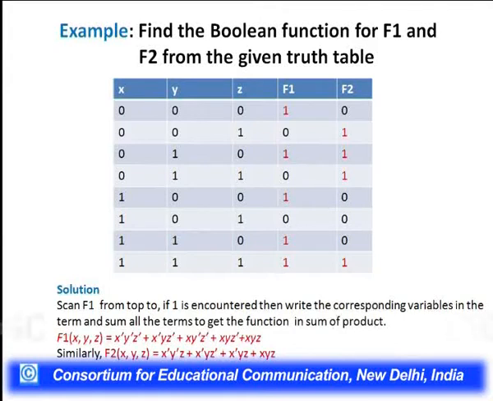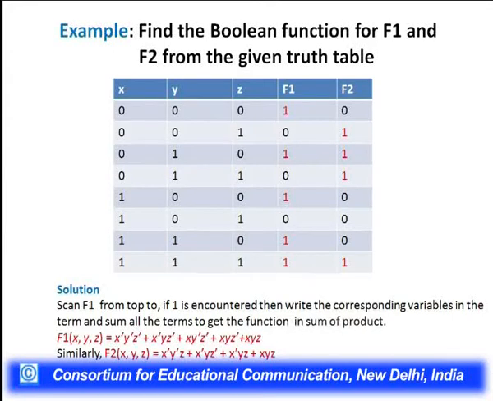First you have to find the function for F1 and F2. First scan F1 from top to bottom. If 1 is encountered, then write the corresponding variables in the term and sum all the terms to get the function in sum of product. So let us see in the given table at x0, y0, z0, f1 is 1. So you have to consider this row.